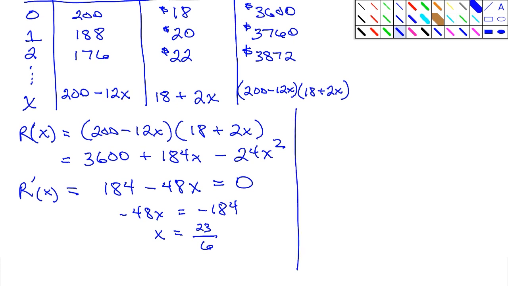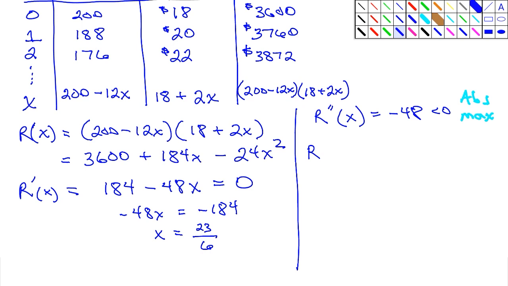All right, let's double check to make sure that this is a maximum. So I'm going to take the second derivative, and the second derivative is negative 48. That's less than 0. So that means we do have an absolute maximum at my critical value, which is exactly what we're looking for, the maximum revenue. Now, what is that maximum revenue?